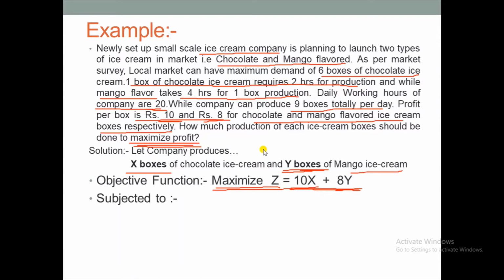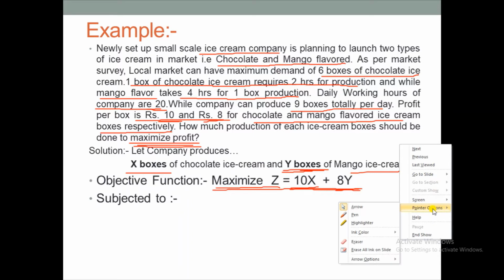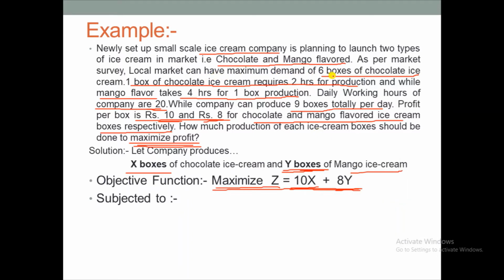Now let's go for the constraint equations. Okay, now one by one we'll see the constraints. The first thing given in the problem is that the local market can have a maximum demand of 6 boxes of chocolate ice cream. That means the maximum number of boxes that can be sold in the market for chocolate is 6, and we have considered X boxes of chocolate ice cream. So the value of X can be maximum 6 or less than that. So we get the first constraint: X is either equal to 6 or less than 6, because the market can accommodate only 6 boxes. So this is the first constraint equation. It is very simple to get.